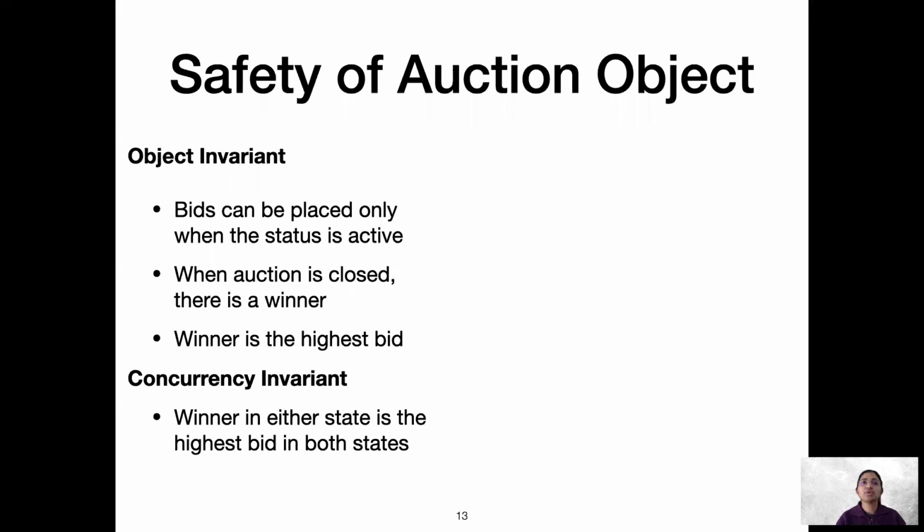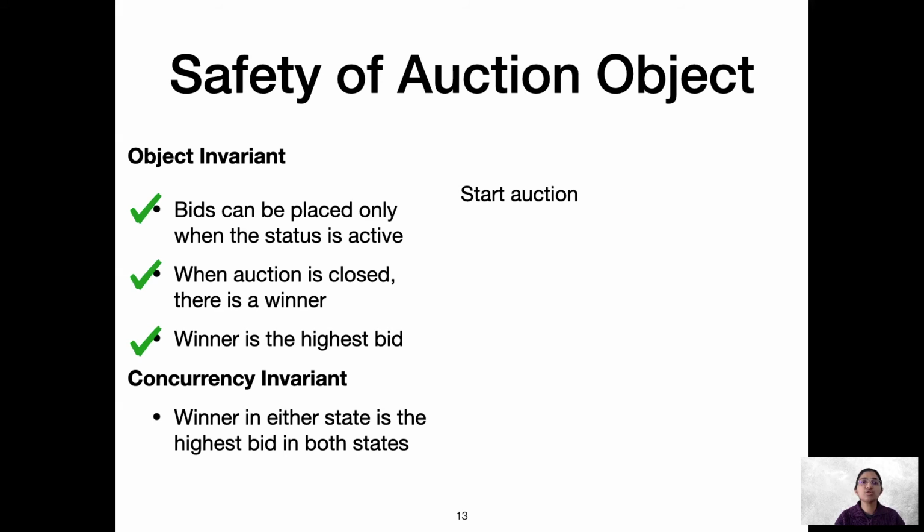Now let us come back to our auction application and try to apply our proof rule. We have a set of object invariants and concurrency invariants. We already discussed strengthening the preconditions of the operation to make sure that the object invariants are respected. So now let us look into the concurrency invariant.